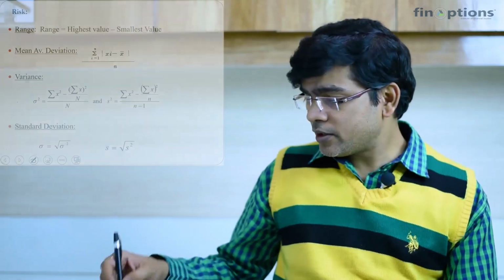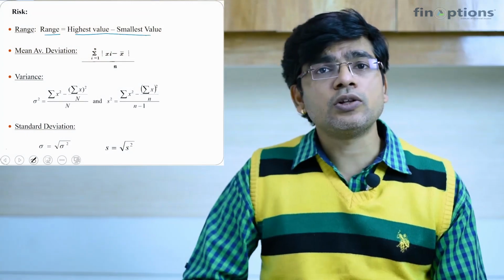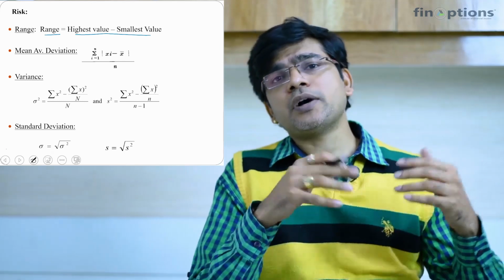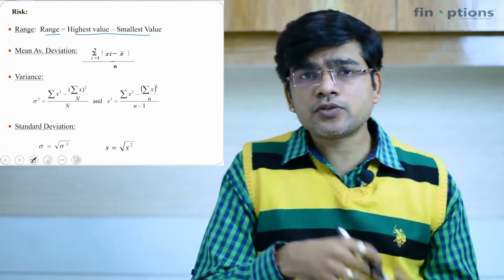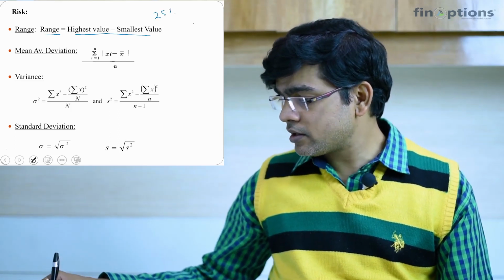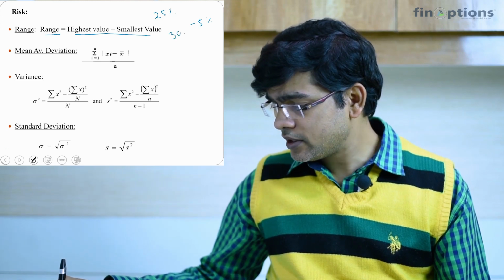So let's look at some of the measures to calculate the risk associated with an investment, and one of them, the broadest of them, would be the range, which is calculated as the highest value minus the lowest value. So if let's say the highest return over the past 15 years would have been, let's say, 25%, and the lowest, let's say, is -5%, so your range is 30%.